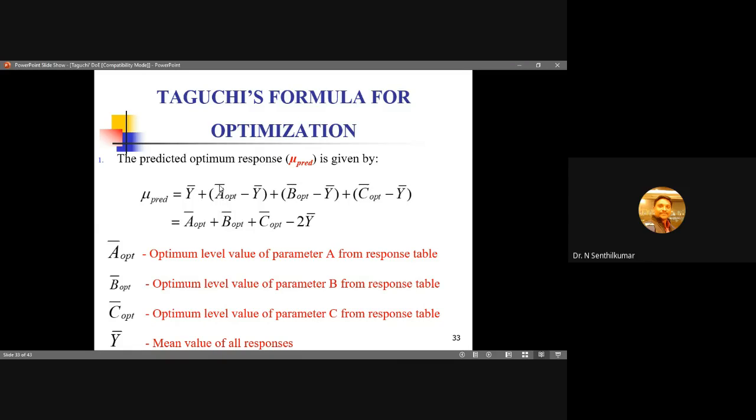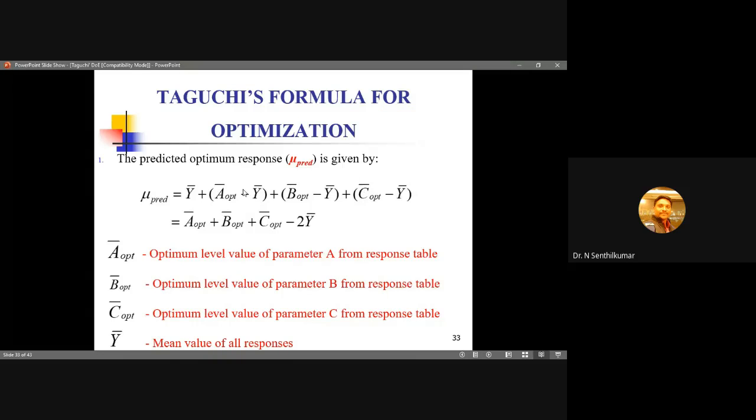And this is parameter A, parameter B, parameter C. What are these parameters? The input parameters. For the input parameters we will have different level values, whether it is 3 level, 2 level or 4 level. In which level it is going to be the optimum, that value I have to put here, minus the mean. Similarly for the second parameter, similarly for the third parameter.